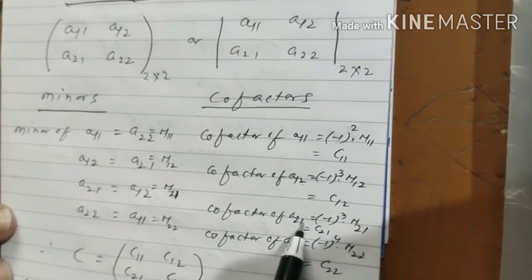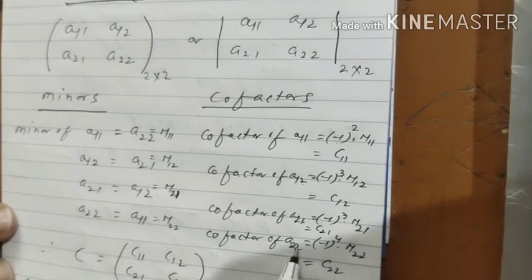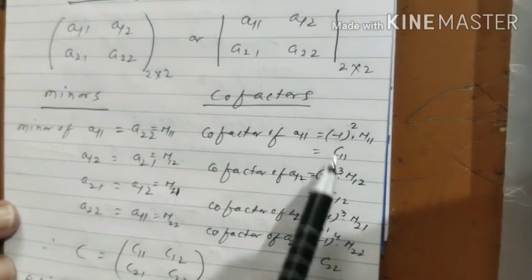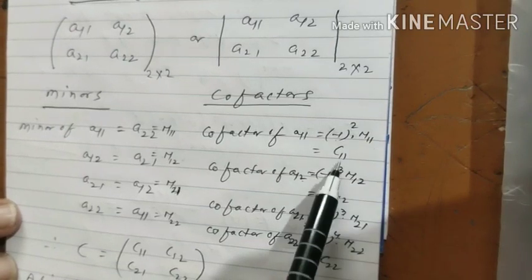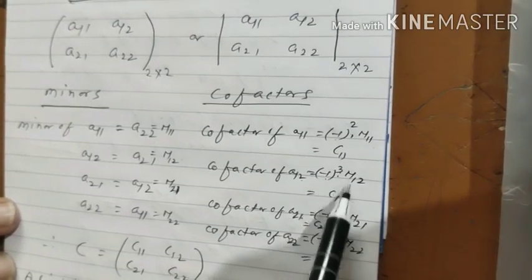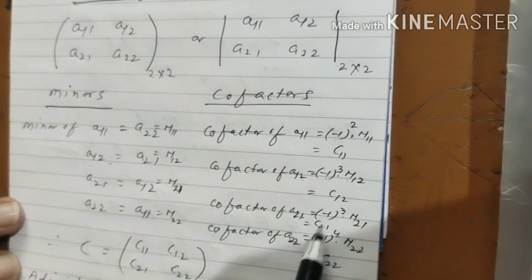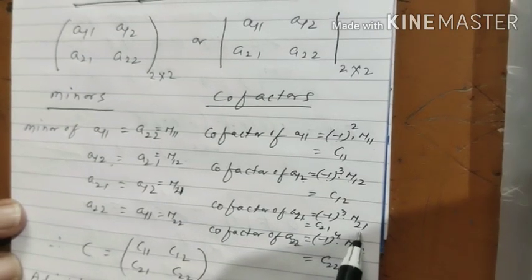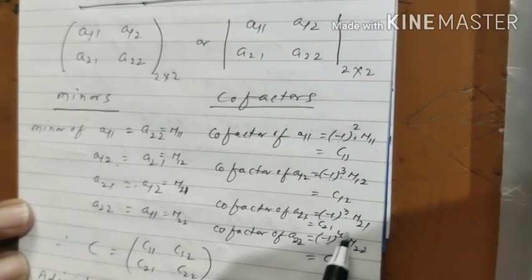2, 1 means 2 plus 1 is equal to 3. 2, 2 means 2 plus 2 is equal to 4. So (-1)² M11, that is C11. (-1)³ M12. (-1)³ M21. (-1)⁴ M22.